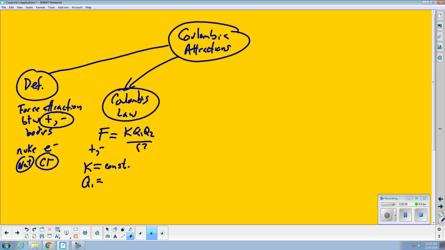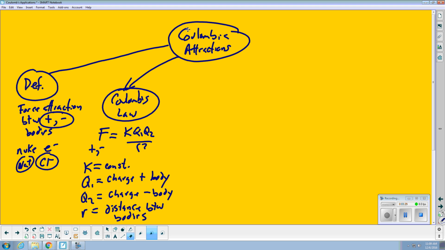Q1, I like to think of as the charge of the positive body, whatever that positive body is. Is it the cation? Is it the nucleus? But it's the positive particle. Q2 I look at as the charge on the negative body or the negative particle, and r is simply the distance between your bodies. Good. So that's what Coulomb's law is all about.